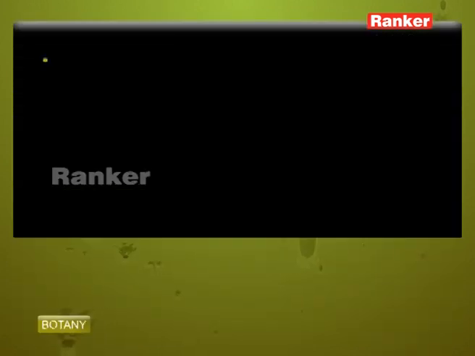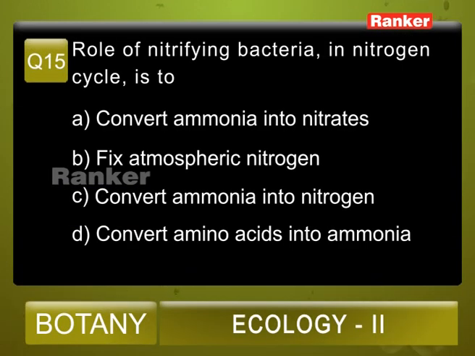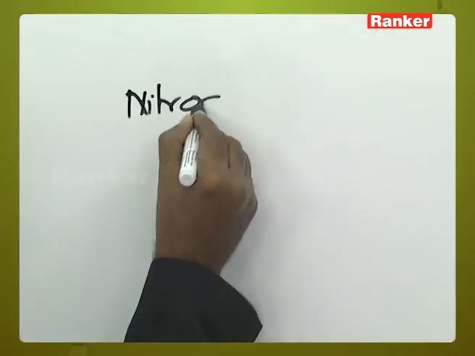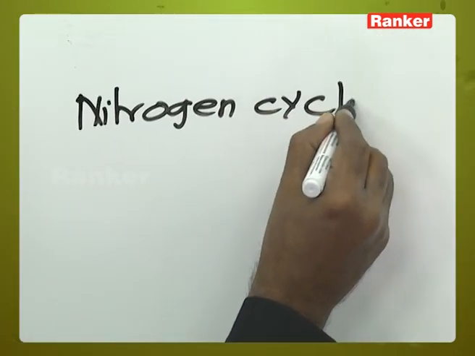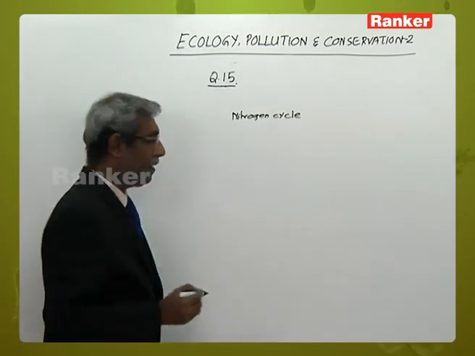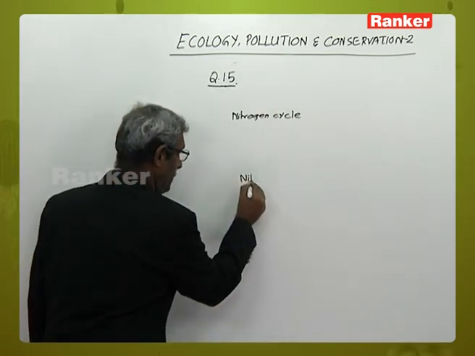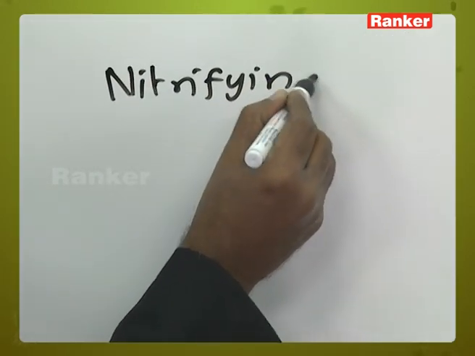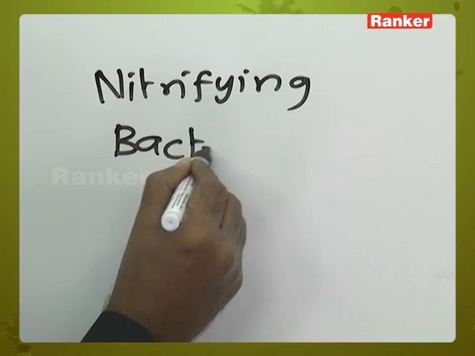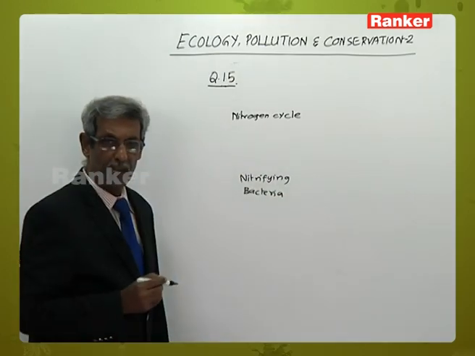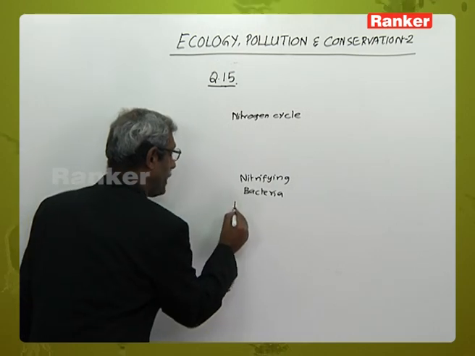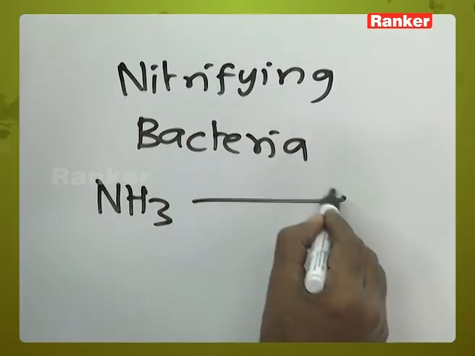Question number 15. The role of nitrifying bacteria in nitrogen cycle is to A. convert ammonia to nitrates, B. fix atmospheric nitrogen, C. convert ammonia to nitrogen, D. convert amino acids into ammonia. When we take the nitrogen cycle, we have especially nitrifying bacteria which are responsible for conversion of ammonia into nitrates.